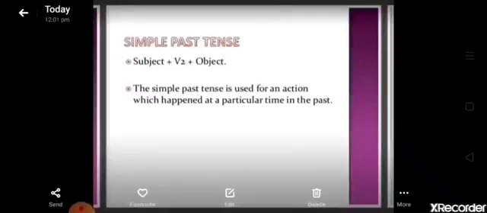The simple past tense is used for an action which happened at a particular time in the past. In other words, the simple past tense expresses actions which took place in the past. Now we can learn more about it. We use the past form of the verb in assertive sentences. We use did not and the root form of the verb in negative sentences. We use did before the subject and then the root form of the verb in interrogative sentences.